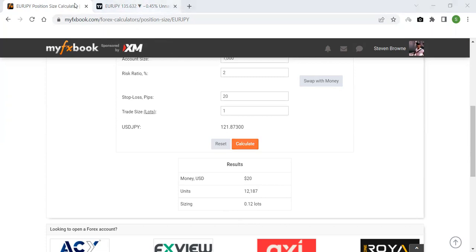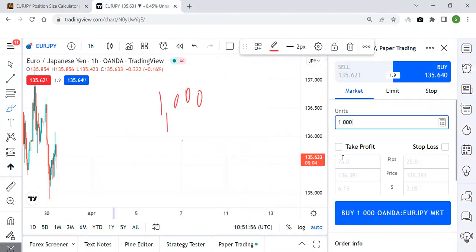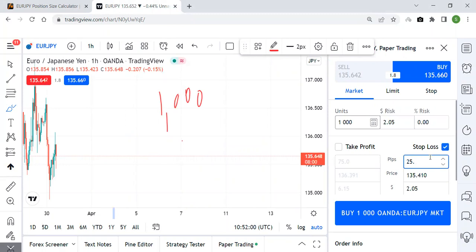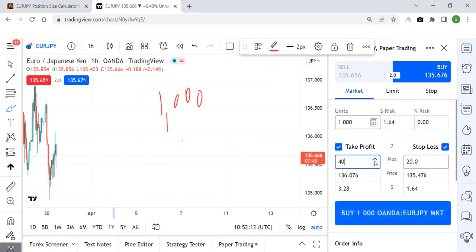So now we go back to our chart, and let's make an example here. We are buying. If you are using TradingView, it's very easy because you can see where the stop loss is. You can move it there, just put 20 pips as our example says. Remember, if I'm risking 20 pips, you want to make times 2 or times 3 depending on your risk. So we are risking 20 to make 40.